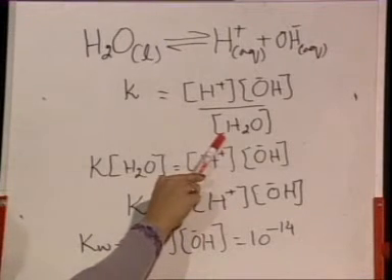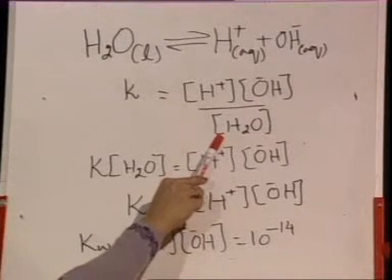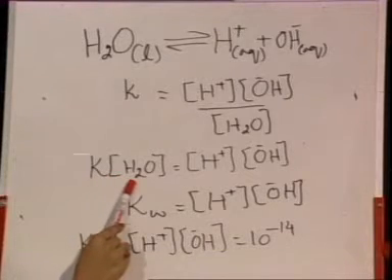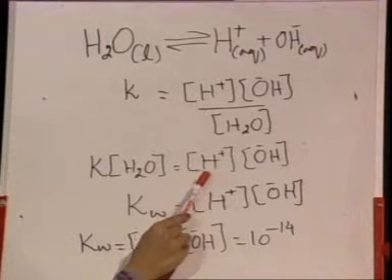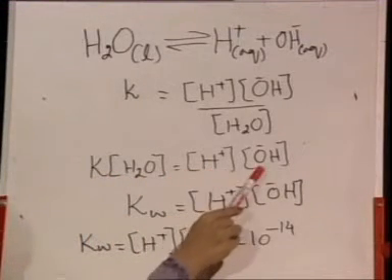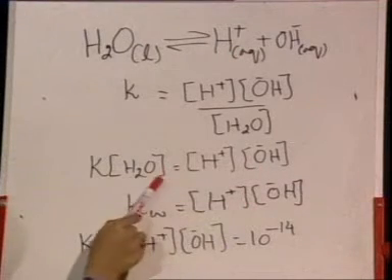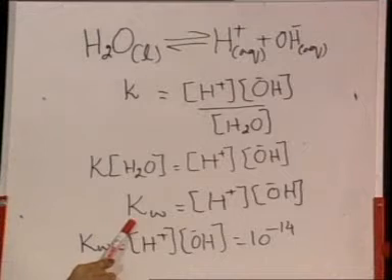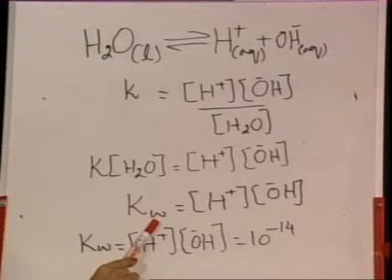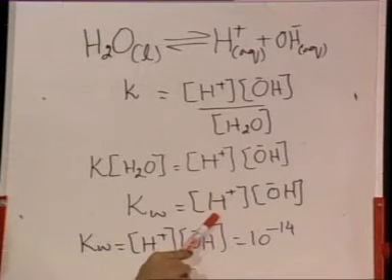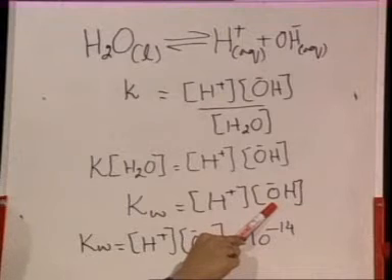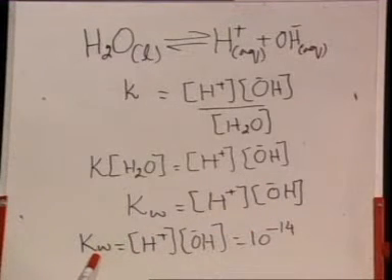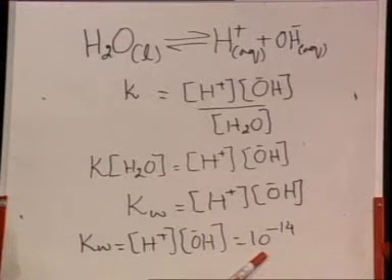Since the amount of water always remains constant, K times the concentration of water is equal to the product of hydrogen ions and hydroxyl ions. This constant is called Kw, or the ionization constant of water, and is equal to the ionic product of hydrogen and hydroxyl ions. The ionic product constant Kw for water at 25 degrees C is equal to 10 raised to the power minus 14.